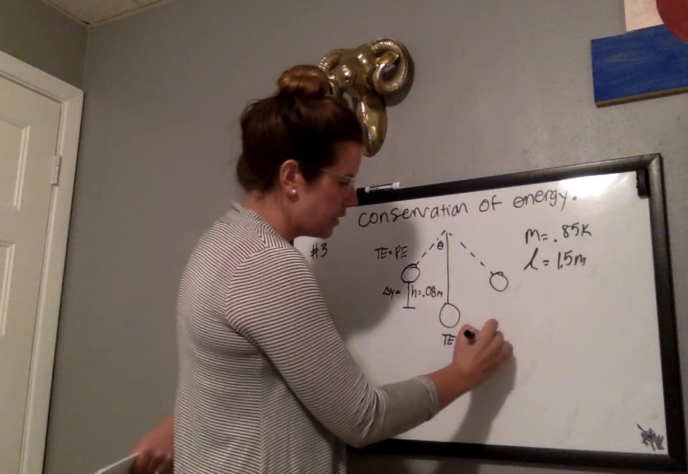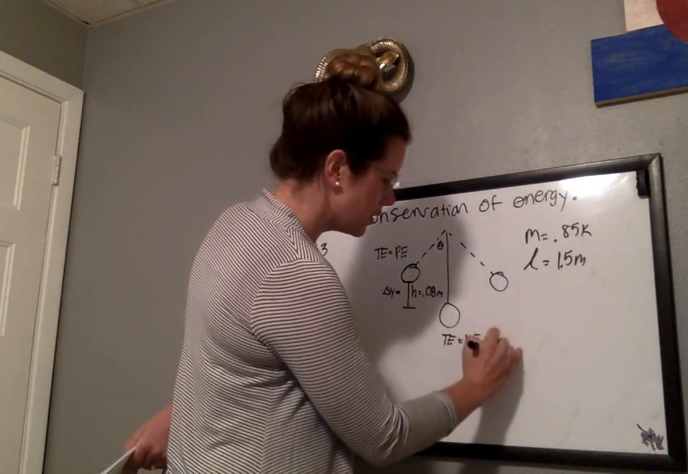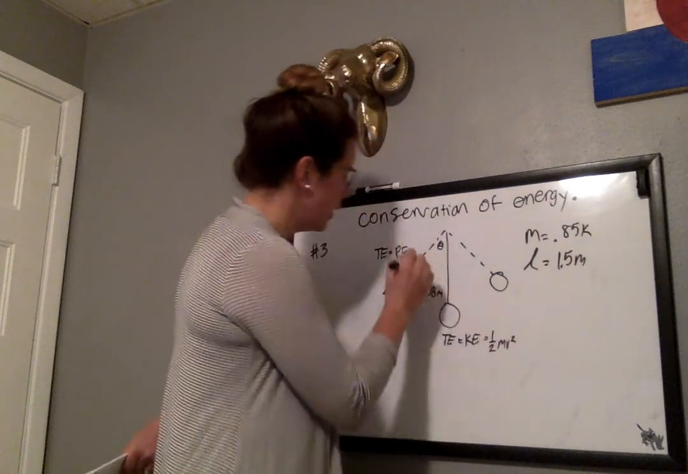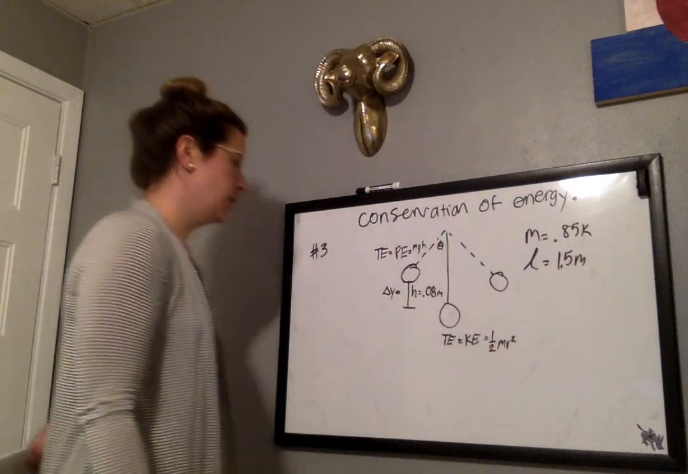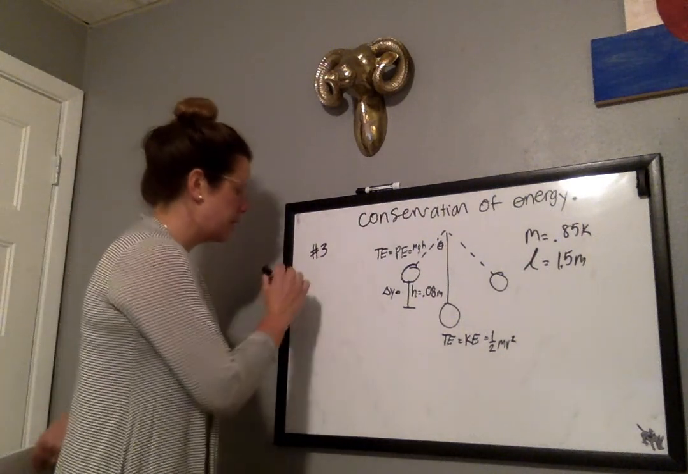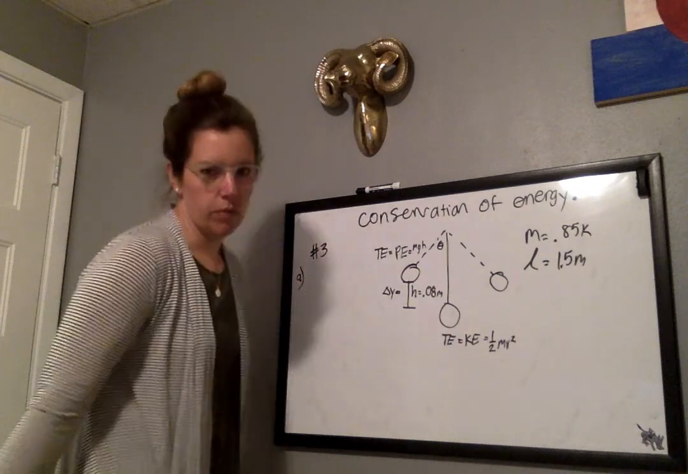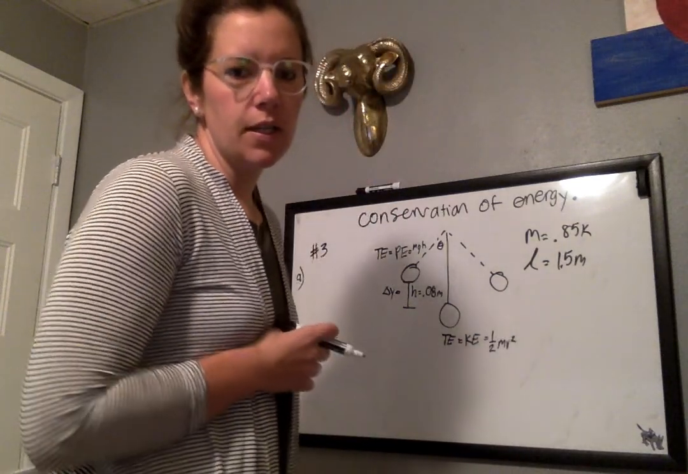From your equation sheet, these are equations you'll use in a couple more problems. Kinetic energy is 1/2 mv squared. Potential energy is mgh. So take a screenshot of that, write that down on your paper, do something fun with it. All right, draw a free body diagram showing and labeling the forces at each point.